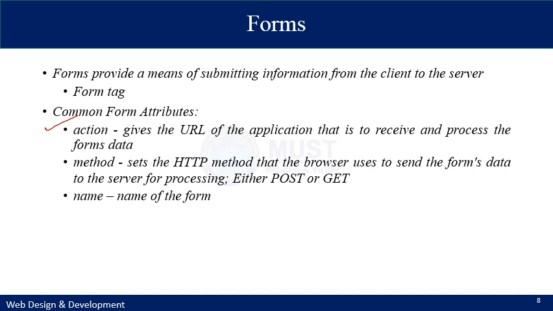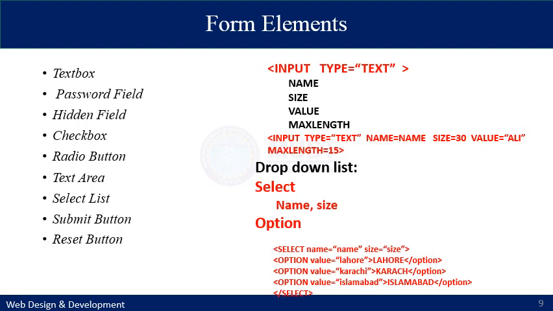Then there is a method that specifies what you want to do with the data. It sets the HTTP method that the browser uses to send the form data to the server for processing. This can be done by post, get, or some other method which we will discuss in the next slide. The name of the form specifies the name to identify the form. Here are some typical form elements: you can specify text boxes, password fields, hidden fields, checkboxes, etc.